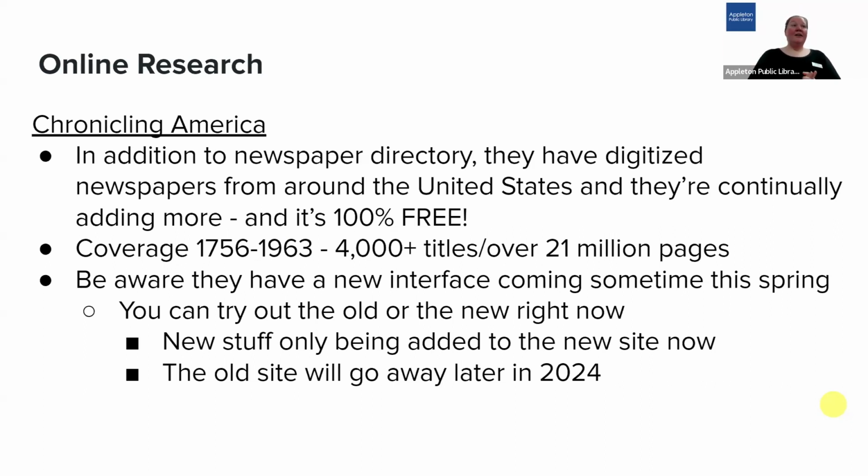So Chronicling America, that's the one I showed you. They have that newspaper directory, but they also have some digitized issues of newspapers for free on their site. Completely free. You don't need a library card. You don't need to go through the library's website even to access it, but we do list it as one of our resources because it's free. They do have coverage from 1756 to 1963. Within that time period, they have about 4,000 titles with over 21 million pages. So again, it's not every single newspaper during that time period. They pick and choose certain titles and certain dates that they cover and feature in this database.